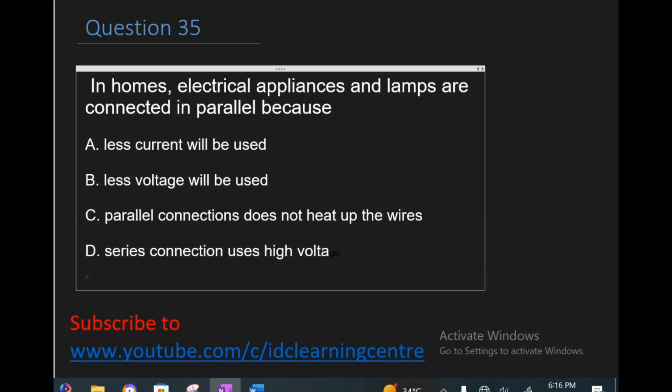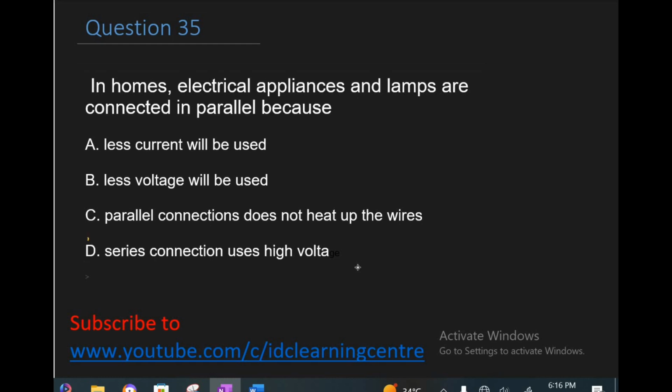Electrical appliances, they have their connection, such as the fans, the socket for your AC, TV, and other things separate, and then the one for your lamps separate, because series connection uses high voltage and can get your appliances burned. So the correct option for this is series connection uses high voltage.